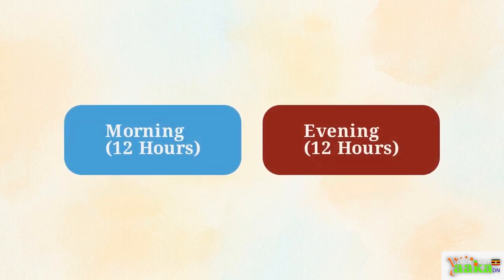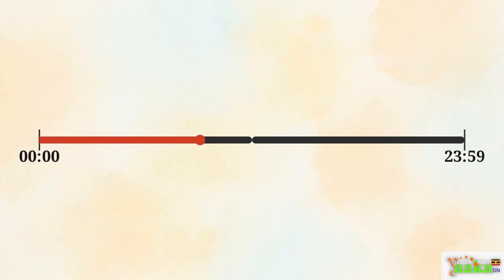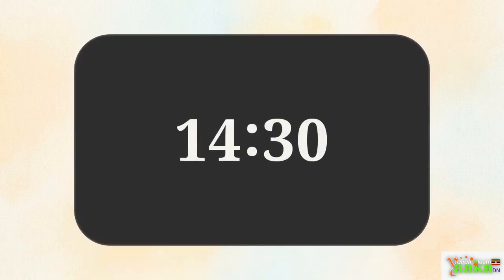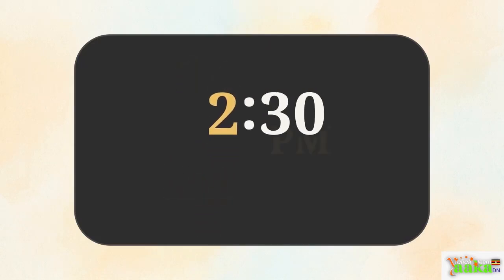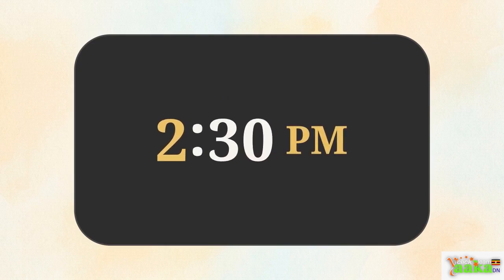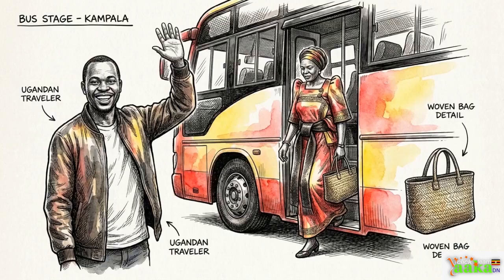To clear up this confusion, many digital watches and transport companies use a 24-hour clock. Instead of splitting the day into morning and evening, this system counts straight from midnight, written as 0000, all the way through the end of the day at 23:59. To figure out a 12-hour time, you only need one simple rule. If the hour is 13 or higher, just subtract 12. 14 minus 12 leaves us with 2. That means 14:30 is actually 2:30 p.m. Using the 24-hour clock makes it clear which half of the day an event occurs, so you never have to worry about missing a pickup or waiting alone in the dark.